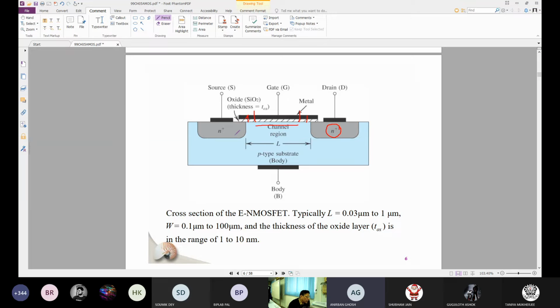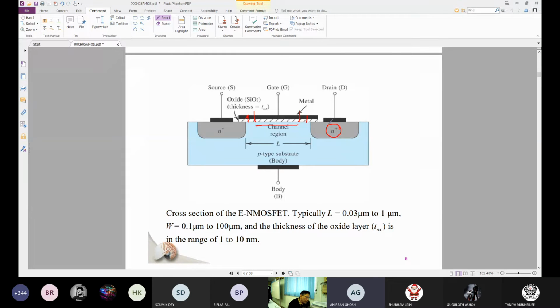N plus means, we typically define 3 types of doping. One is N or P, which means it is moderately doped. When we write P minus or N minus, we mean that it is lightly doped. Doping is of the order of 10 to the power 15, 10 to the power 16. And if it is N plus, it is heavily doped, something like 10 to the power 20 or so.